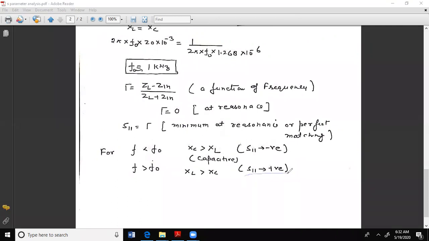In this lecture we discussed the theoretical portion of scattering and the scattering parameters, and in the next lecture we will perform the simulation in Cadence. We will also show the impedance at different points using Cadence Virtuoso.